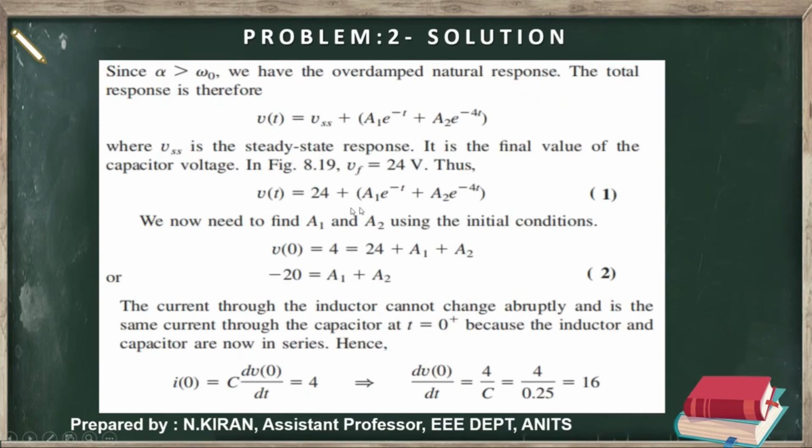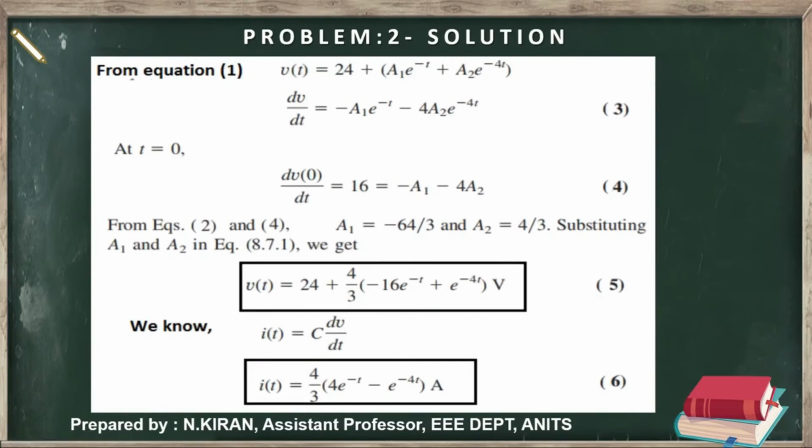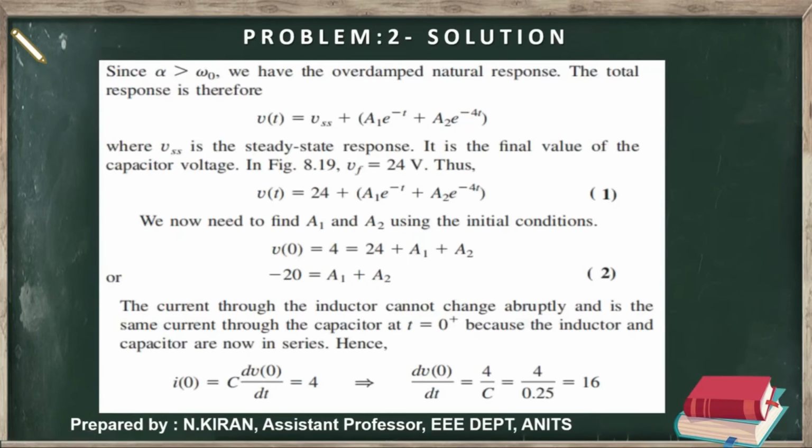So using the initial conditions, we will try to find the value of a1 and a2. We know that the current flowing through the capacitor, I of 0, can be written as C into dV by dt, which is equal to the value that we have obtained to be 4. So from this, dV by dt is nothing but 4 by C, which will give me the value to be 16. So at t is equal to 0, if I substitute in this equation, then I'll get the value of dV by dt at t is equal to 0. From equations 2 and 4, if I solve, I'll get the values of a1 and a2.